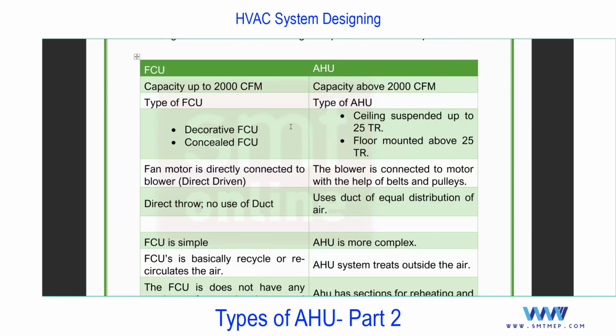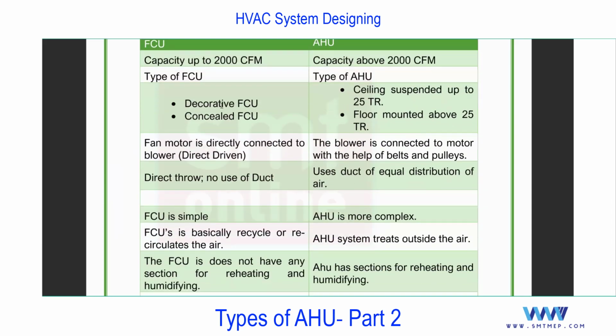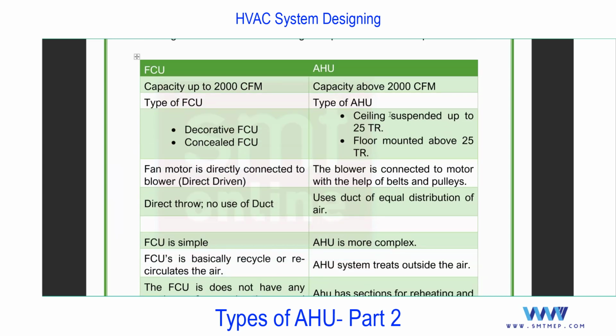Now the summary. You see what I explained, the same. FCU can be a decorative type or concealed. You know this. Decorative also you know. Concealed also you know. And AHU can be a ceiling suspended or a floor mounted. Ceiling suspended up to 15 TR commonly, critically up to 25, but in actual fact most commonly up to 15 TR. Above that you'll find floor mounted, up to 250 TR.